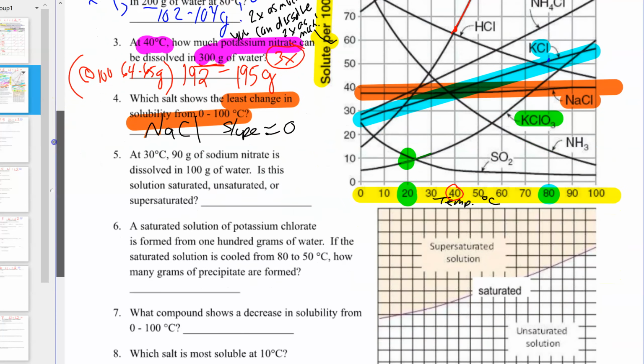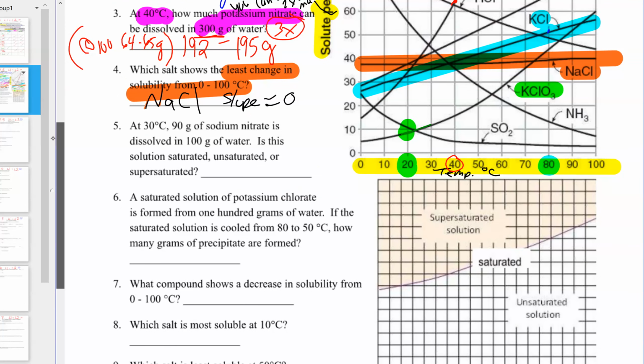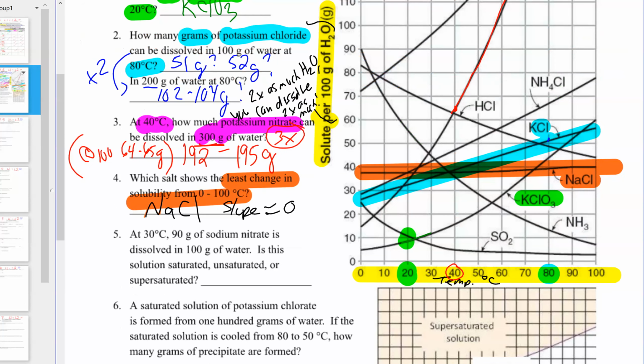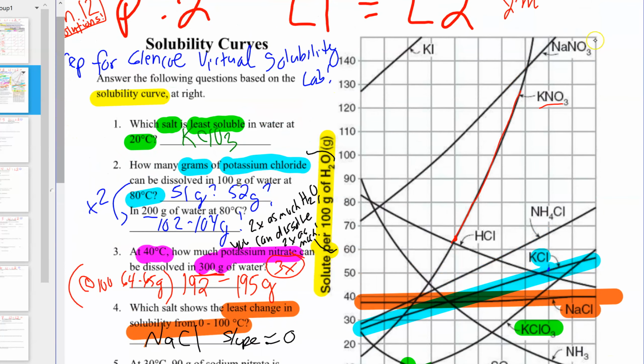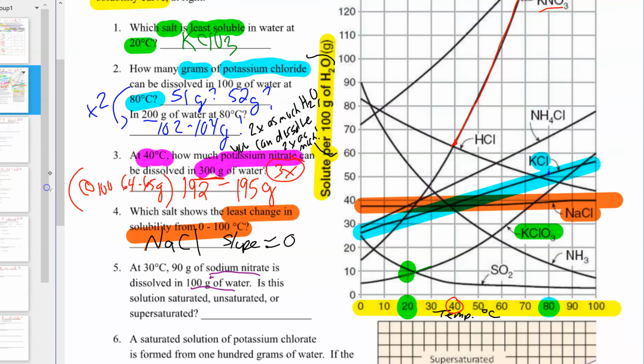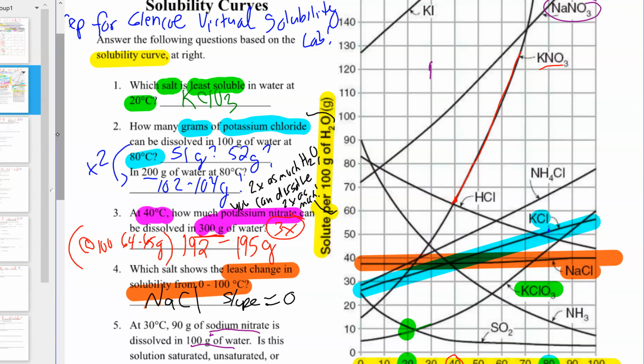Okay. Question 5. At 30 degrees C, 90 grams of sodium nitrate, so we're looking for sodium nitrate, is dissolved in 100 grams of water. So let's just find that sodium nitrate, NaNO3. So here's my sodium nitrate for that problem. And they said that at 30 degrees Celsius, 90 grams dissolved. So let's just check my chart. 20, 30. Okay, so this line right here is 30 degrees.